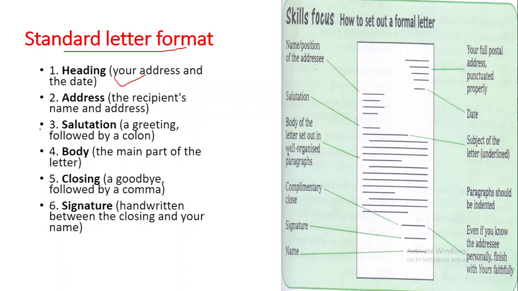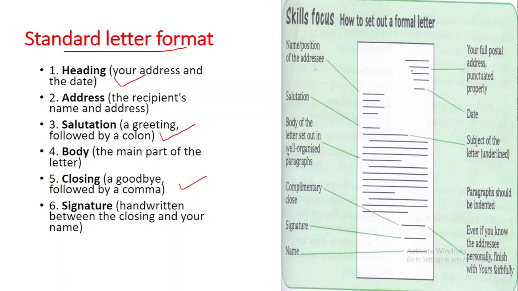And the third important component of a letter is the salutations, and salutations are basically the greetings, and they are followed by a colon. And the fourth component of letter is the body, and that is the main part of the letter. And then the fifth component of a letter is closing, and we call it a goodbye. We mostly do the closing with a goodbye, and it is followed by a comma. And then by the end of the letter, we do the signatures. We call it subscriptions as well, handwritten between the closing and your name.